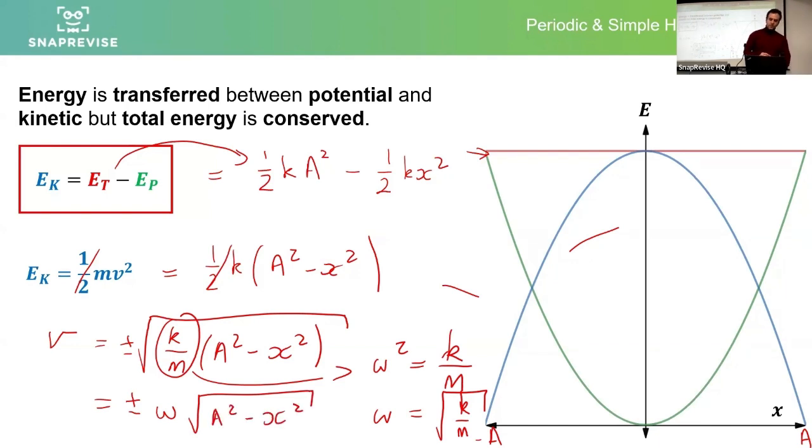What does that look like as a function? It looks like that blue line. If you get Wolfram Alpha out or whatever and plot that function, you'll get an inverted parabola with a maximum value of omega A squared.